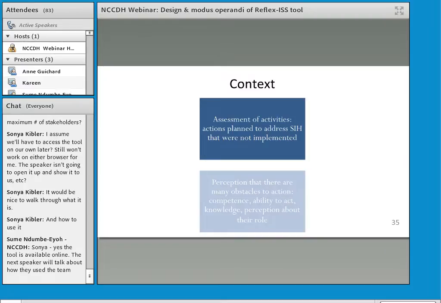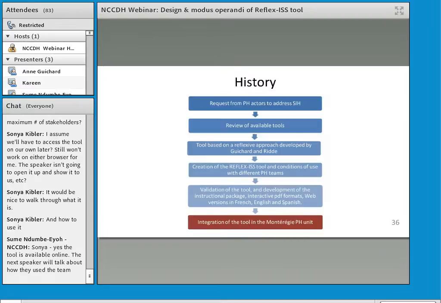In Montérégie, we had the request from different public health actors to address this topic. They want to intervene, and they want to know how to do it. So in the regional public health department, we did some work to try to find what kind of tool can be put in place to help them to, in fact, really intervene on social inequality.